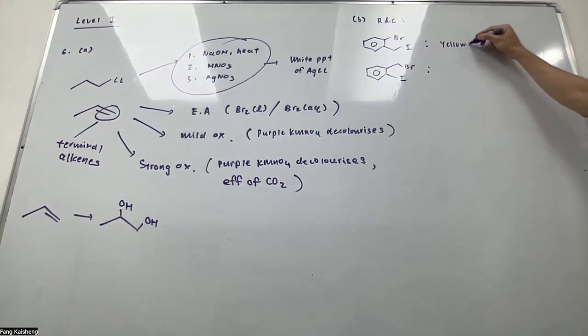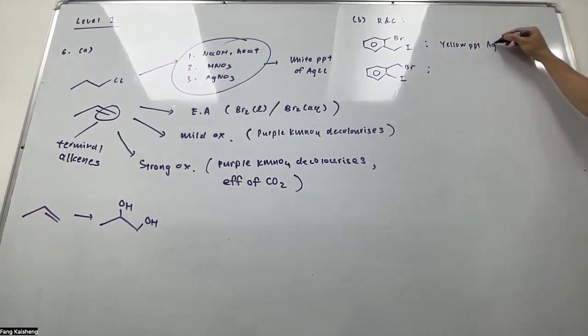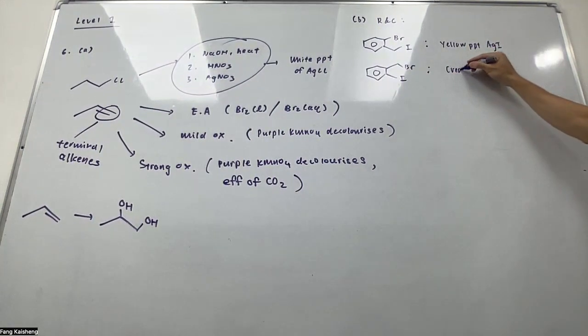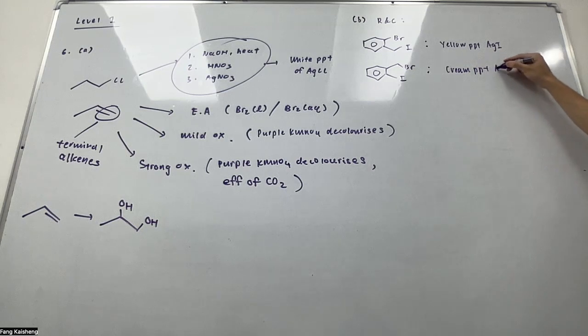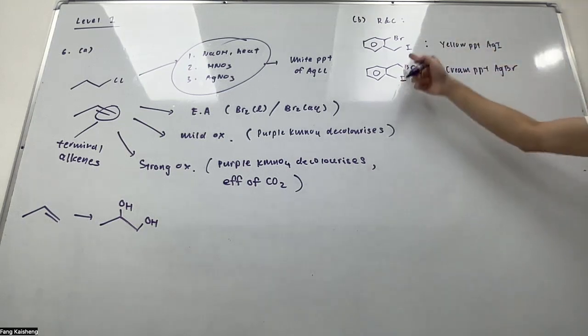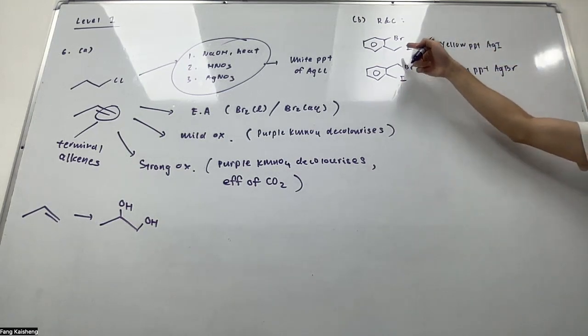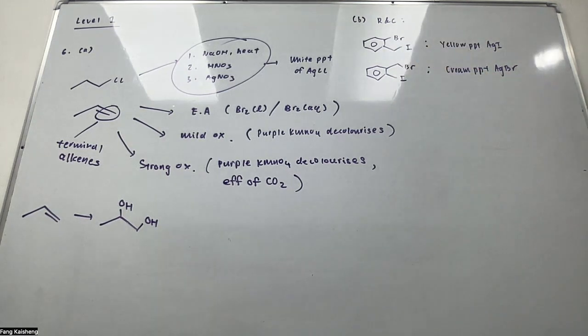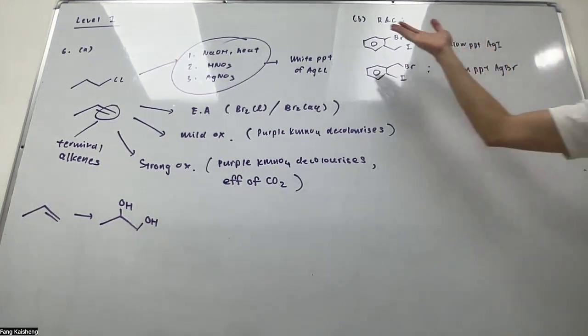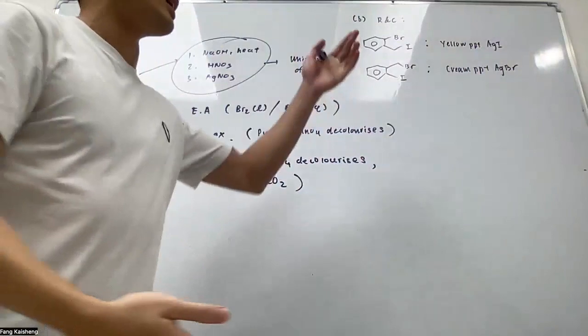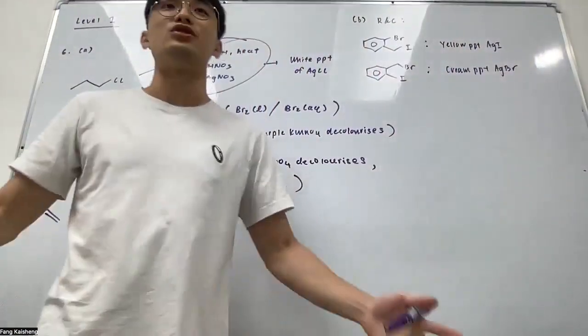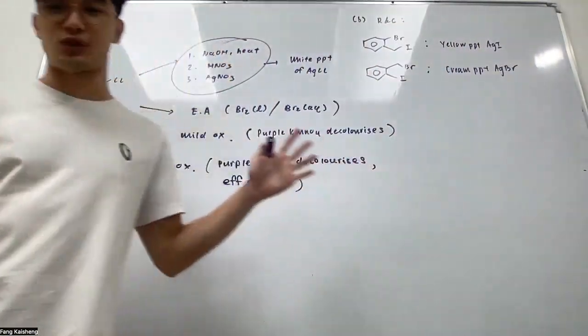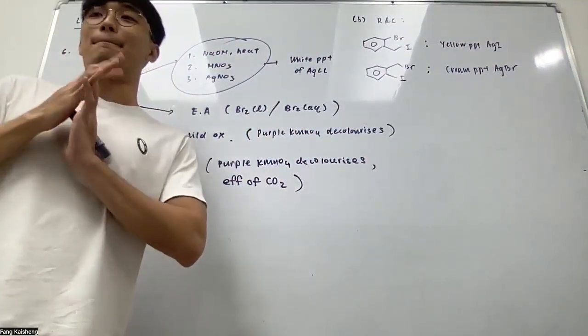Yes, okay, yellow ppt of AgI. Second one, yes. Why? Why are there so many halogens here but you only choose this? That's right, the Br cannot break. Anything attached directly to benzene is stuck there, with partial double bond character. It's not going to budge, it's just going to stay there. You're not going to get an ion out of it. Finish. Very easy question, huh? We're going to move on to level up.